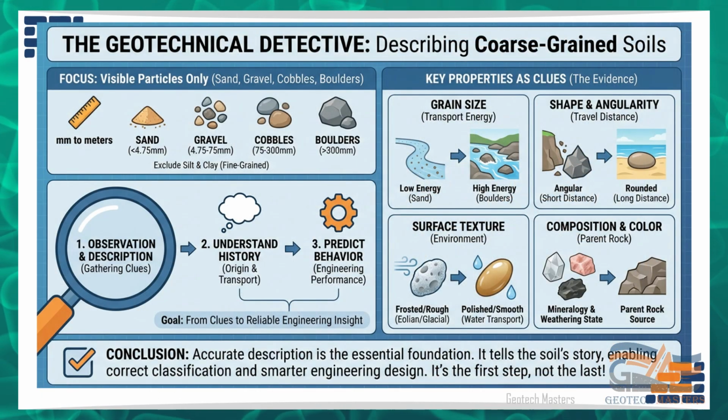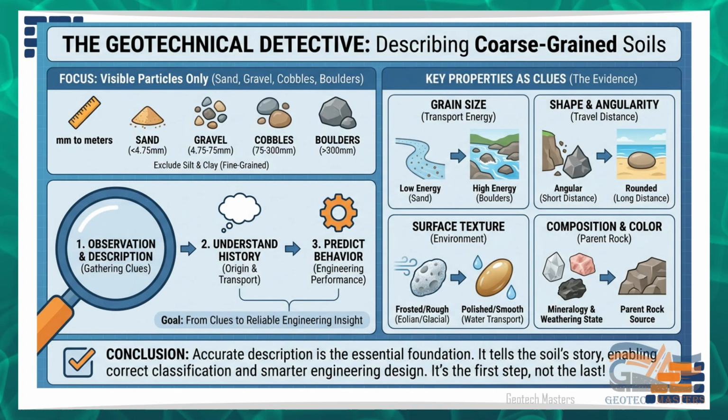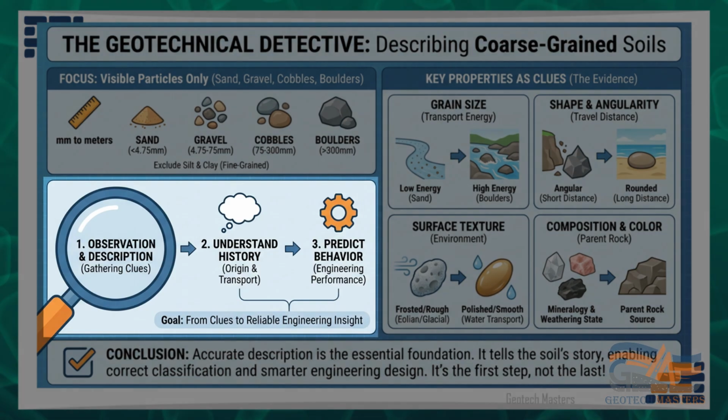In this video, we are focusing only on coarse-grained soils. Remember from our last lesson, these are soils where you can see the individual particles. We are talking about sand, gravel, cobbles, and boulders. We are not yet discussing the fine-grained soils like silt and clay. We are learning the skills of description. This is the first step before we get to classification.